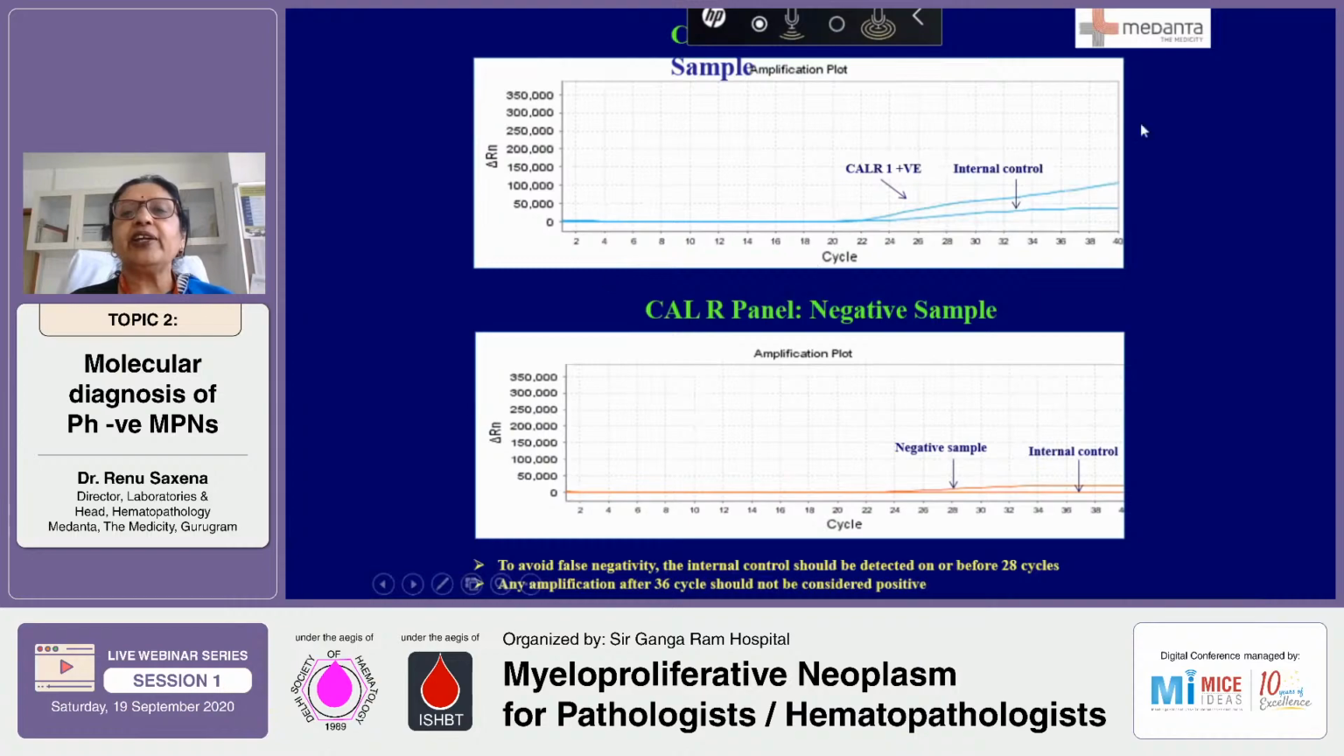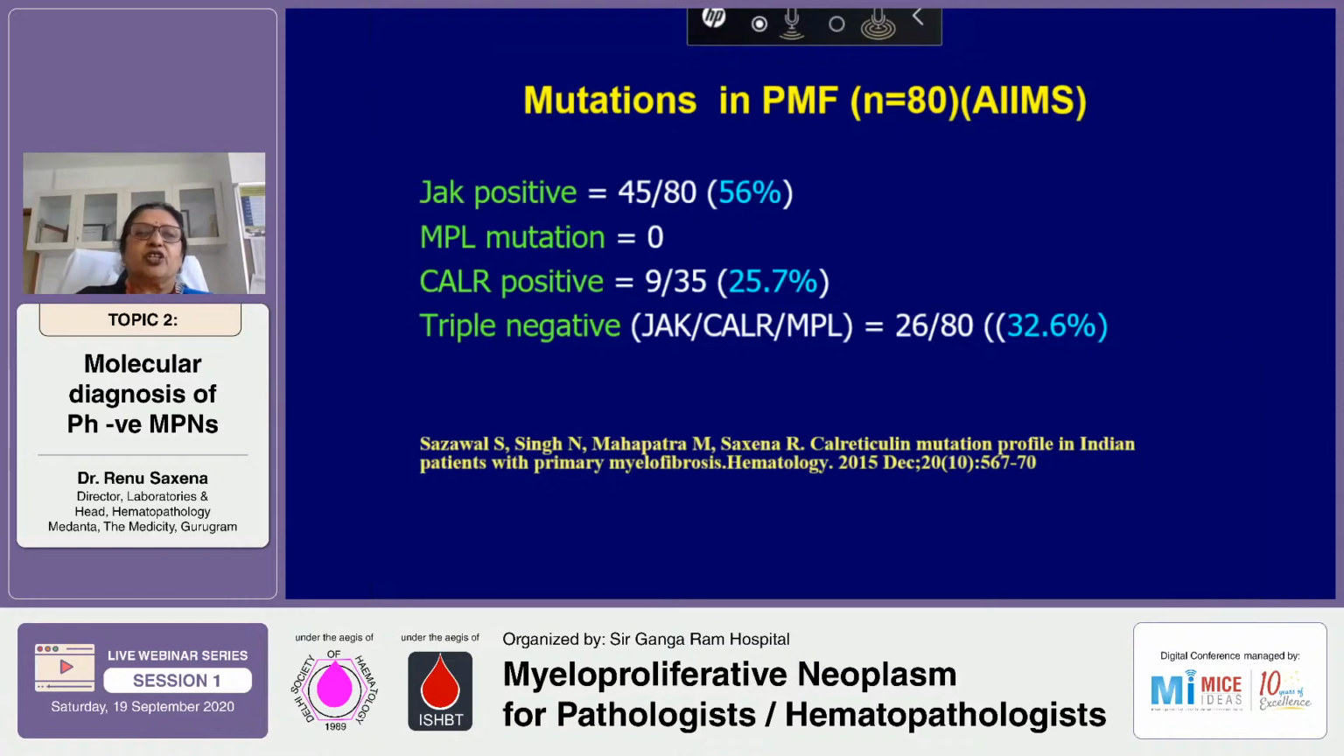Now at Medanta, we are doing it with our qPCR, and this is how you see. You always put an internal control, which comes as a low rise or a flat line, and if there is presence of CALR mutation, you see a rise here, which comes between 20 to 30 CT values. And this, as you can see, is negative. There is a flat line. So one can use whatever method is available to you, and you can pick up. And here also we found it is the CALR1 type which is positive. We have not found CALR2 positive.